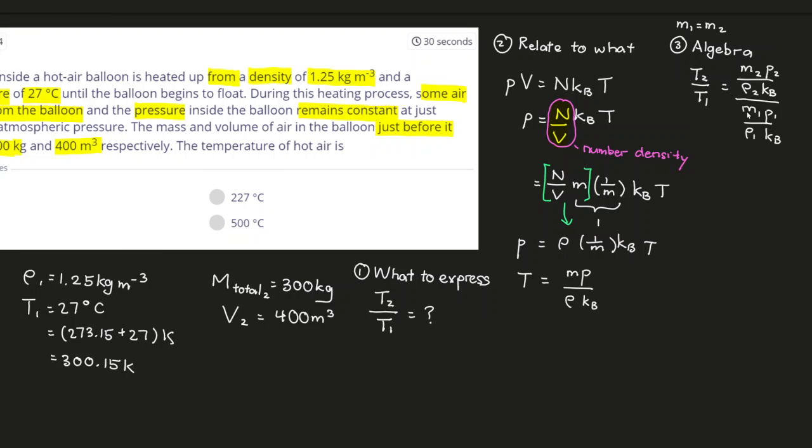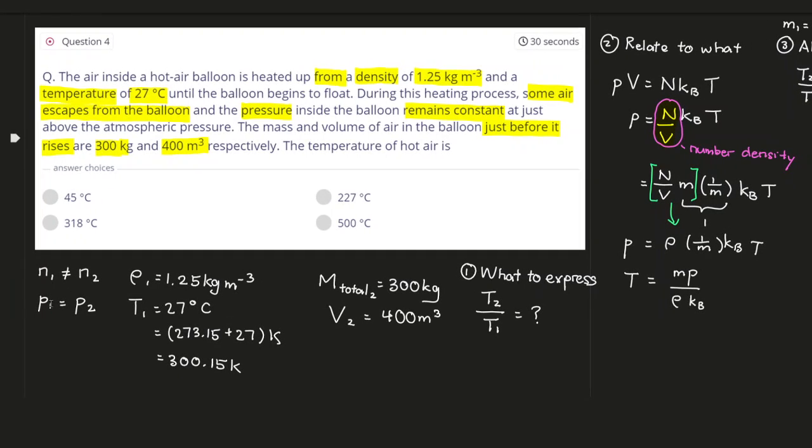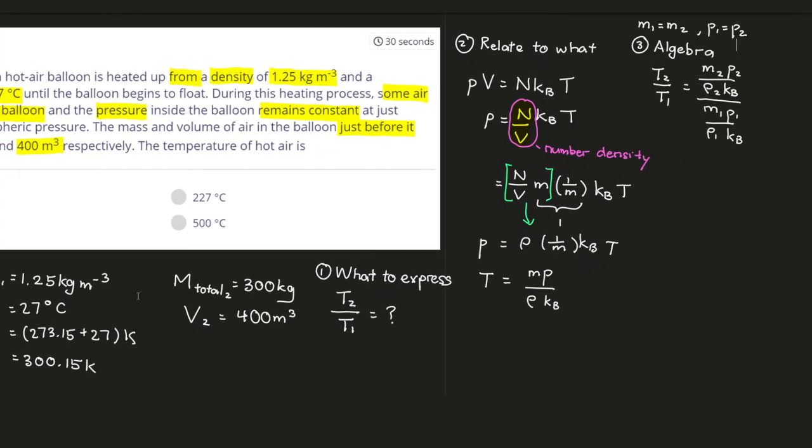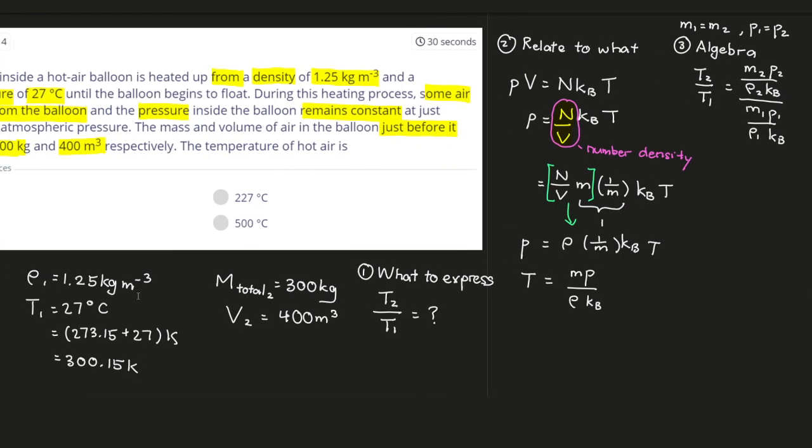Then the next thing you can also say is P1 is equal to P2, because they say in the question that the pressure inside the balloon remains constant, and I wrote here P1 equals P2 already. So that's one more thing that we know. With that, we can do a lot already because things can cancel out. m2 and m1 cancel because they are the same, P2 and P1 cancel because they are the same, and kB is just a constant so you can cancel it out.